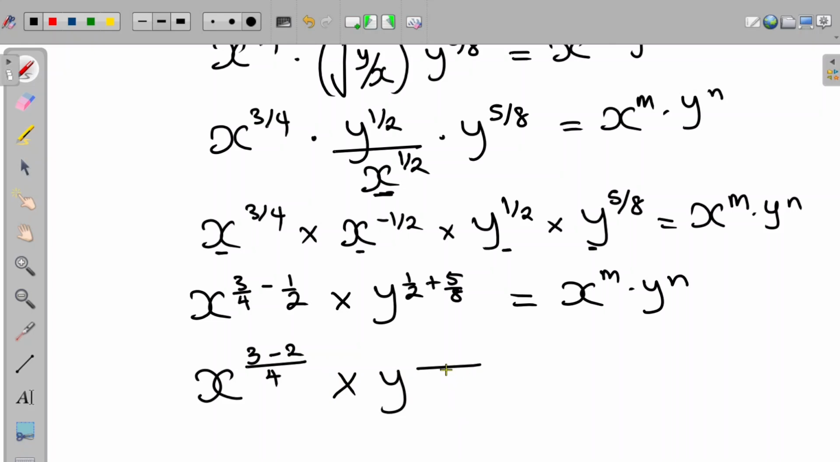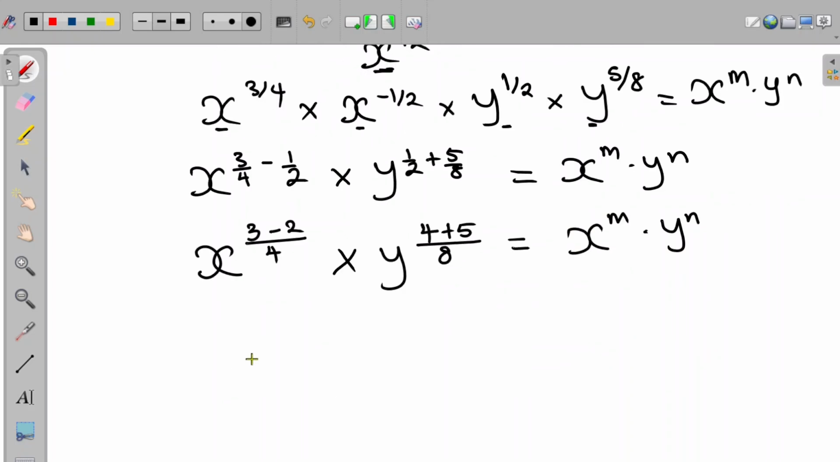Also, we take the LCM. Since 2 is a factor of 8, 8 is the LCM. So 8 divided by 2 is 4, 4 times 1 is 4. Also, 8 divided by 8 is 1, 1 times 5 is 5. This is equal to x to the power of m multiplied by y to the power of n.